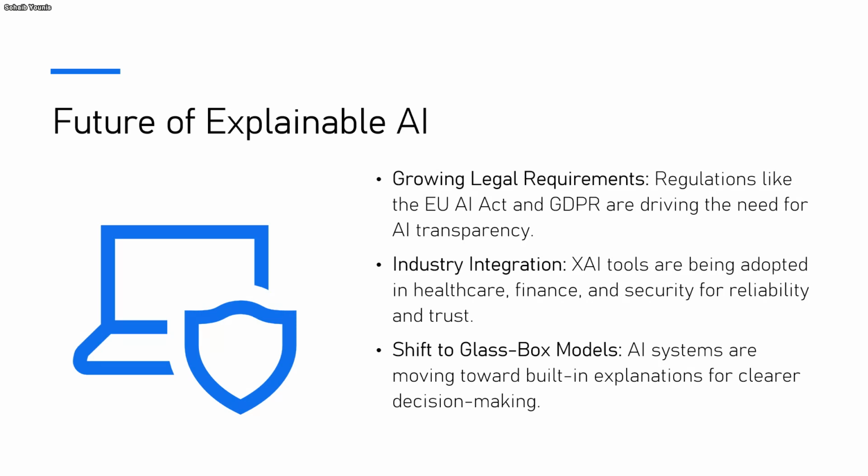And many industries are looking to integrate explainable AI in their AI tools, or they want to shift towards AI models that are more explainable. This is called the shift to glass box models. Earlier I discussed a black box model. A model that is explainable is also a glass box model because you can look through it.